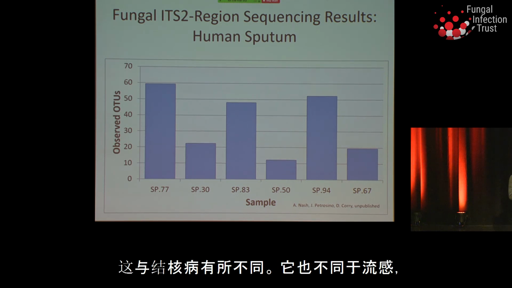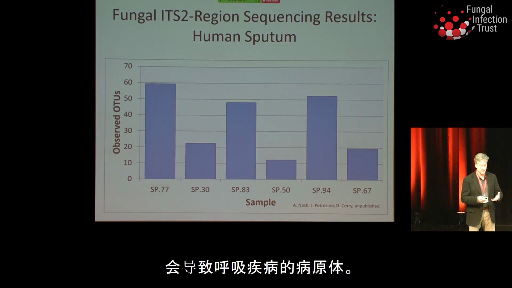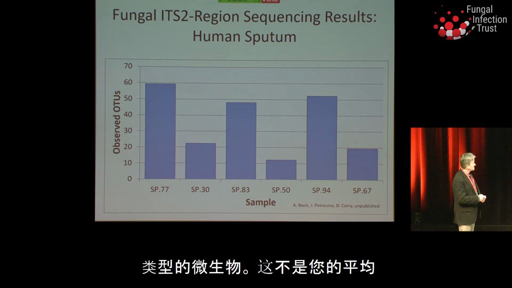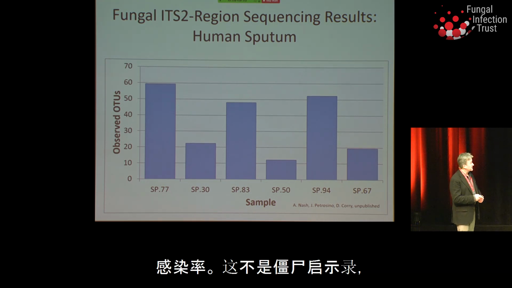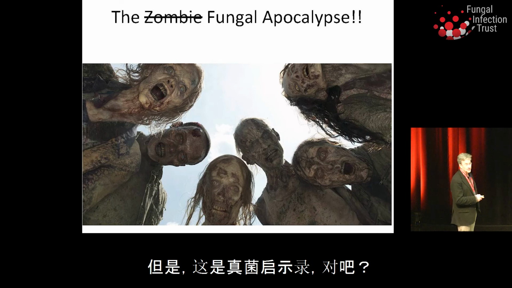So this is not like tuberculosis, it's not like influenza, where you have a single pathogen causing a respiratory disease. You have up to many dozens of the same kind of organism. So this is not your average infection. It's not a zombie apocalypse, but it's the fungal apocalypse, right?